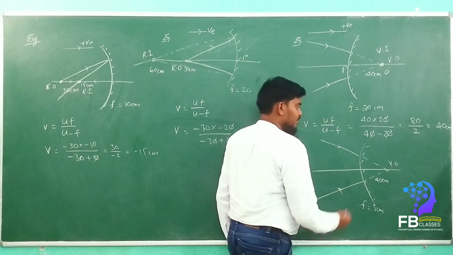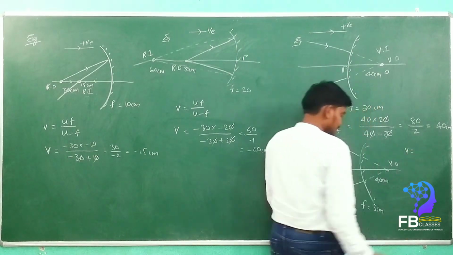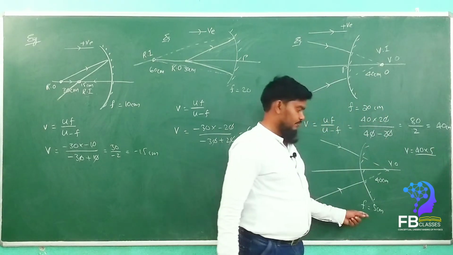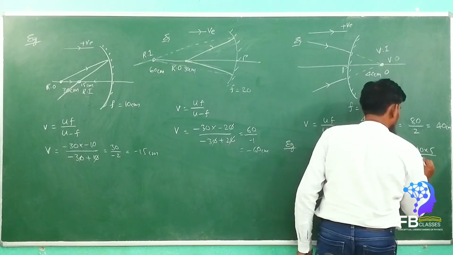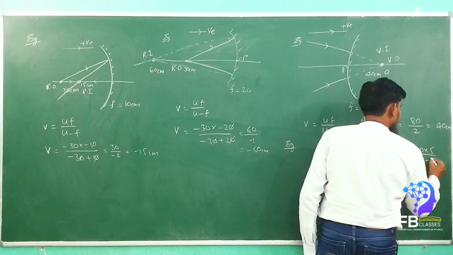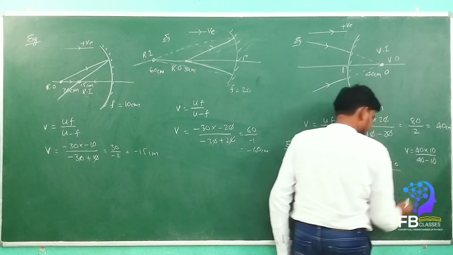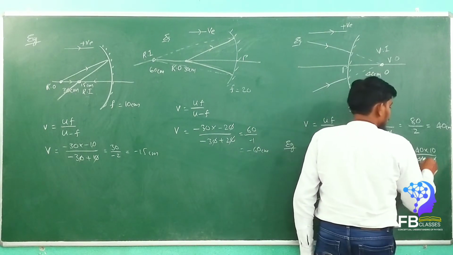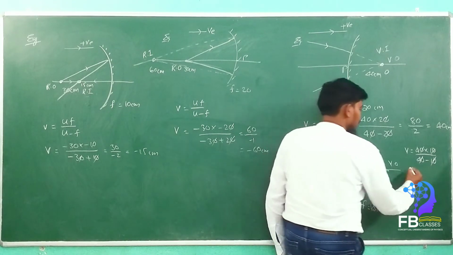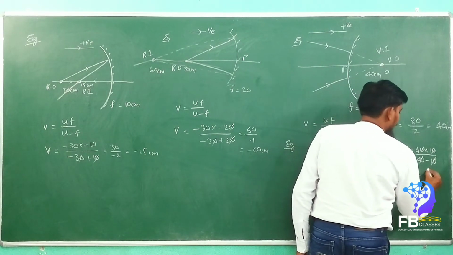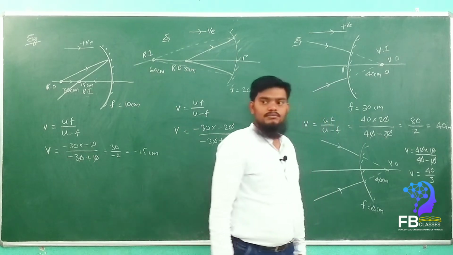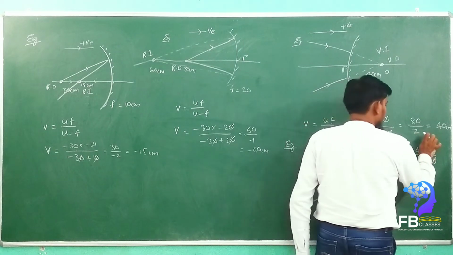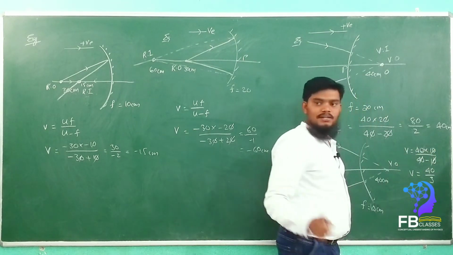So the virtual object is placed here. V is equal to how much will come? 40 into 5 upon 40 minus, let's take 10 so that the calculation will get easy. Now the zero gets cancelled. V is equal to 40 upon 3. Here not two zeros, only one zero gets cancelled.